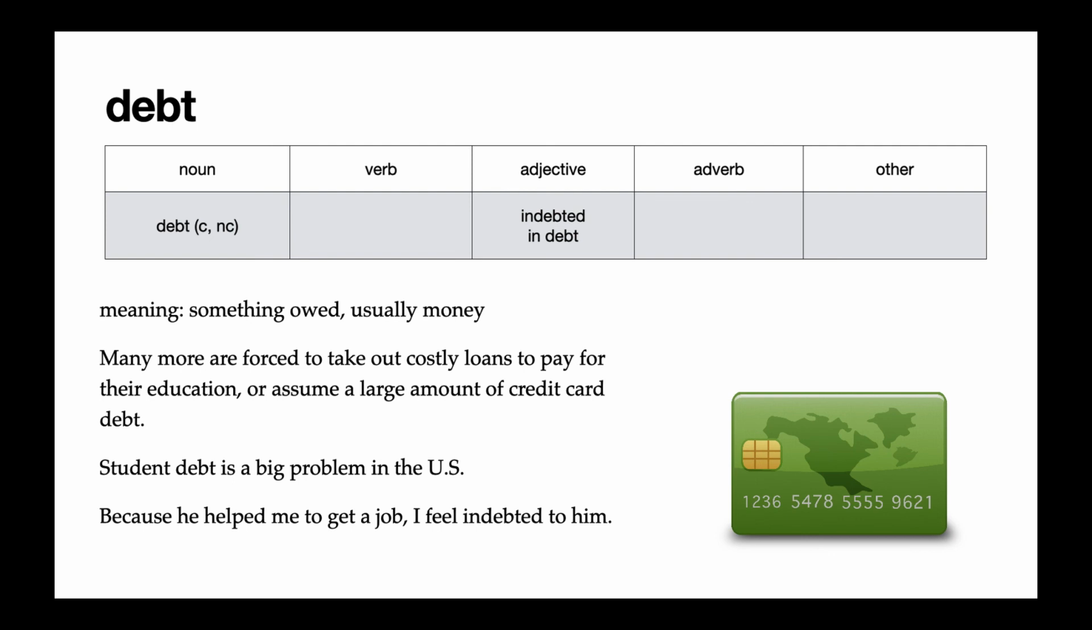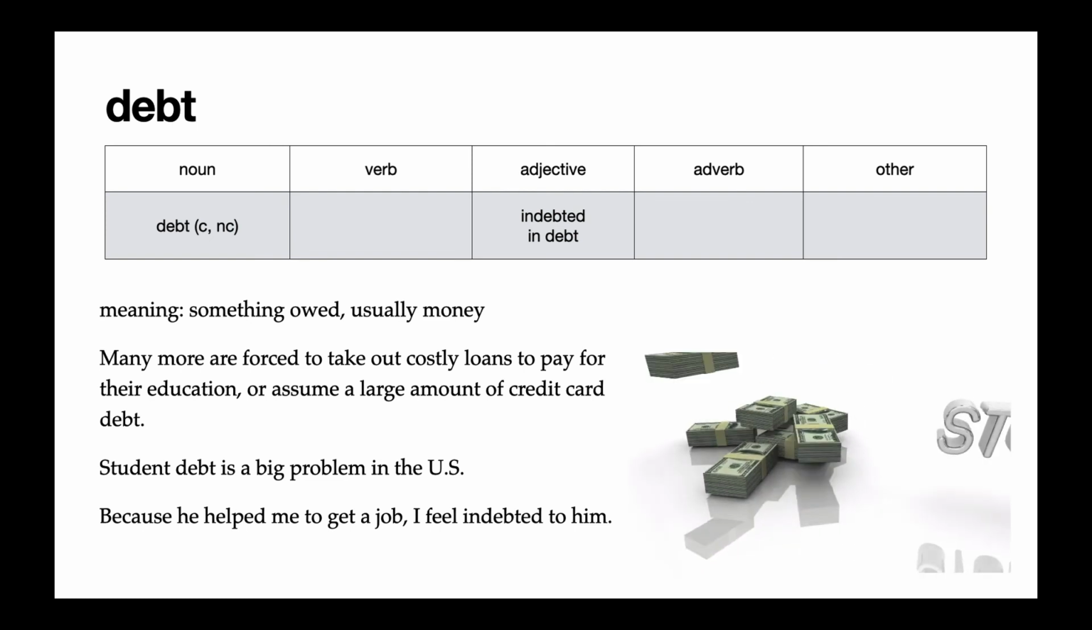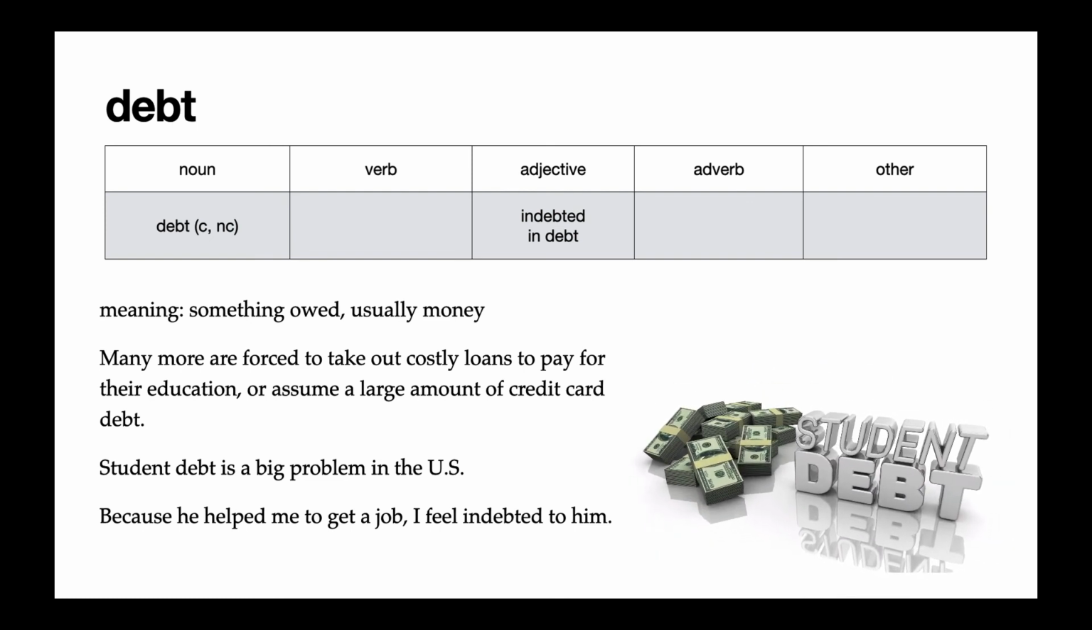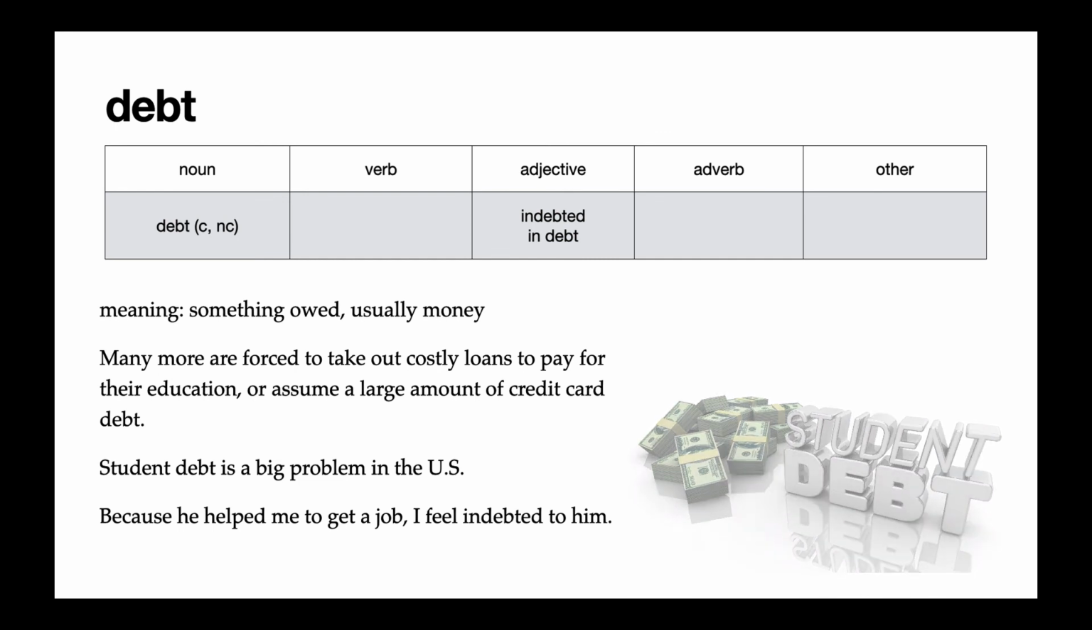So credit card debt is the amount of money that you must pay to your credit card company, right? Every time you pay for something, you increase your debt to the credit card company. The second example says student debt is a big problem in the US. That just means the amount of money that students owe, students must pay.